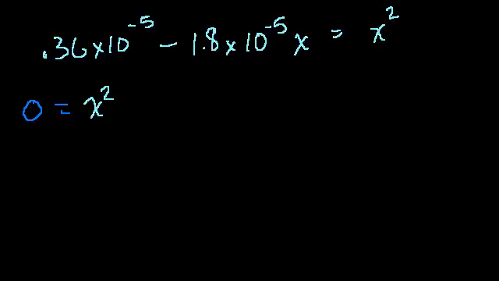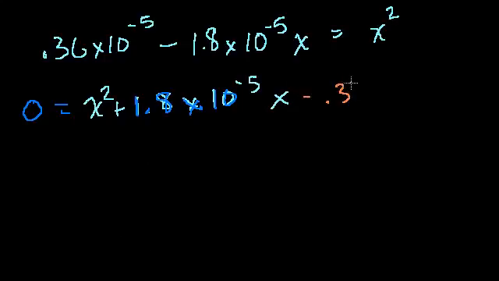Add this to both sides of the equation, plus 1.8 times 10 to the minus 5x. Let me put this in a different color, 1.8 times 10 to the minus 5, just so you can see the coefficients separate from the x terms, minus 0.36 times 10 to the minus 5. So let's solve this. And once again, you could eliminate this term and then just figure out the straight up square root. But we won't do that. We'll actually use a quadratic equation.